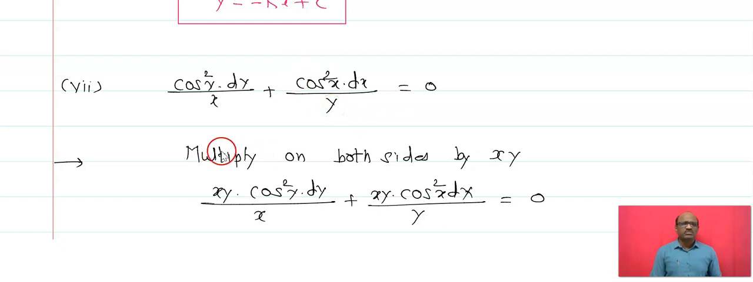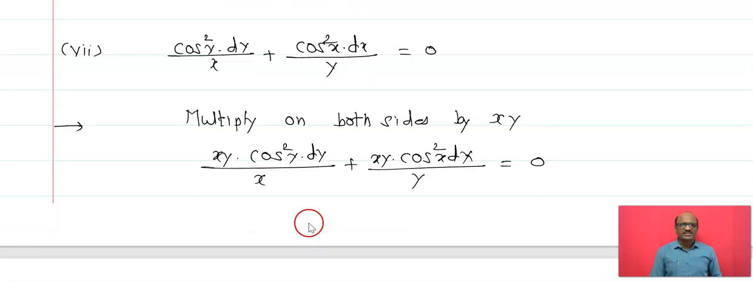Now in this case we will multiply. Instead of dividing, here we will multiply by xy. Note this step. That is xy into cos square y into dy upon x plus xy into cos square x into dx upon y, that's equal to 0.